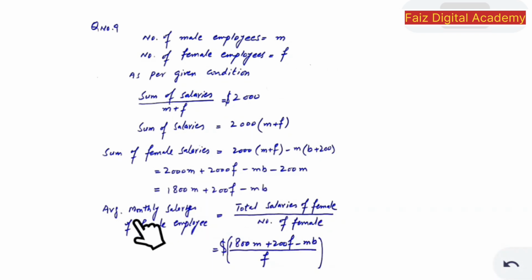And if we have to find out the average monthly salary of the female, what we have to do is divide this 1800m plus 2000f minus mb over the number of females, because the formula is: average monthly salary of the female employees is equal to the total salaries of the females divided by the number of females. So the total salary which is given to the females is 1800m plus 2000f minus mb, which is written over here, and the number of females is f. So this is how we find out the average monthly salary of the female.